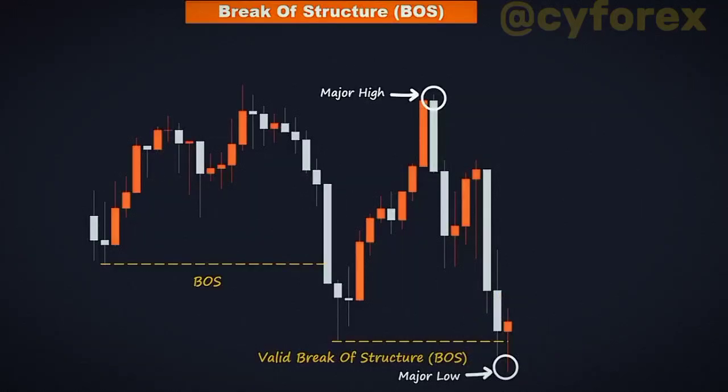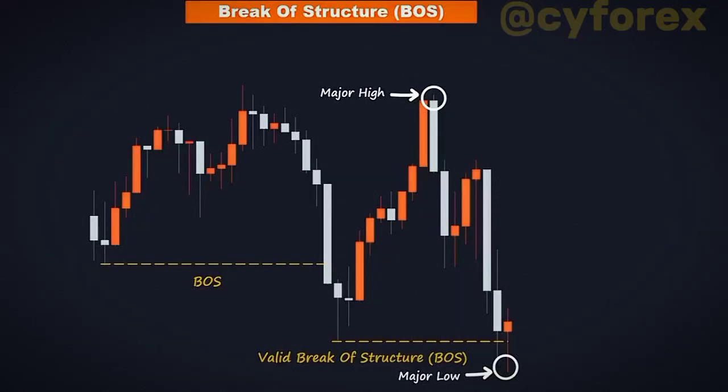Additionally, we need to update our major low and major high. As long as the price remains below our newly generated major high, we consider the market's direction as bearish. Only if the price breaks the newly formed high to the upside, we are allowed to consider it a valid trend reversal signal or a major change of character.